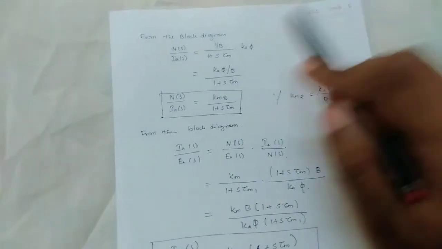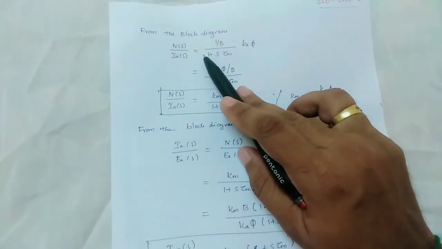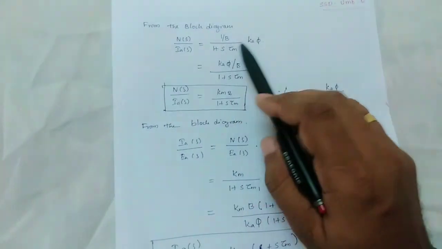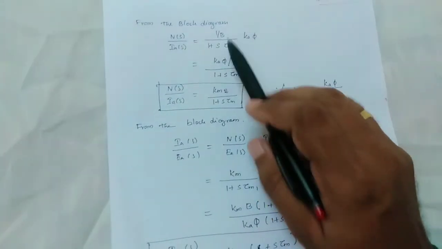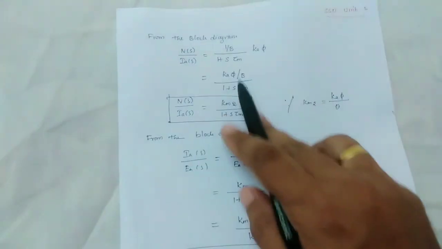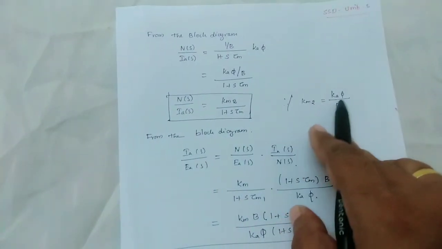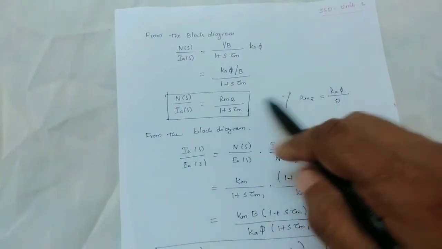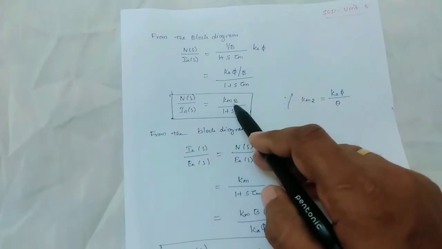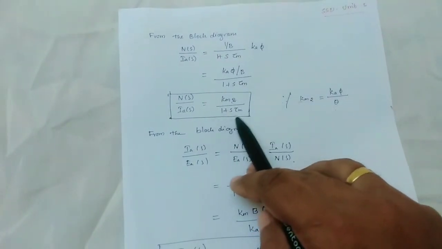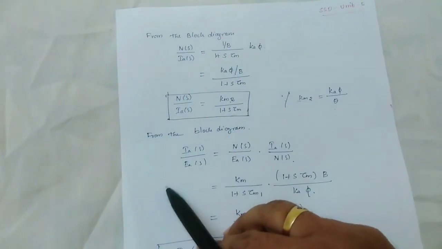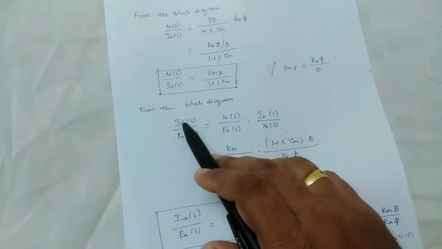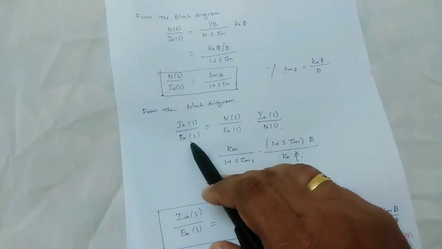So the transfer function n of s divided by Ia of s is equal to 1 divided by b, multiplied by Ka pi divided by 1 plus s into tau m. These two terms are multiplied from this equation. From this equation, Ka pi divided by delta is Km2, a simpler notation, which is why we make the simplification. So n of s divided by Ia of s is equal to Km2 divided by 1 plus s into tau m.